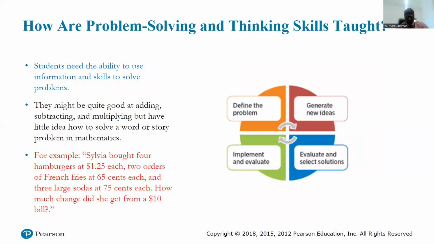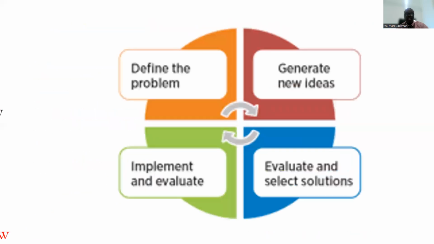What about problem solving and thinking skills? How are they taught? Students need to be able to use information and skills to solve problems. They might be good at adding, subtracting, multiplying, and have little idea of how to solve a word or story problem in math. The example is given there. So they should have a clear approach in their mind of how to approach and attack problems: defining the problem, generating new ideas, evaluating and selecting solutions, implementing those solutions, and then seeing how well they work. Okay.